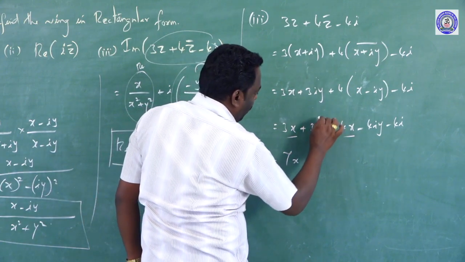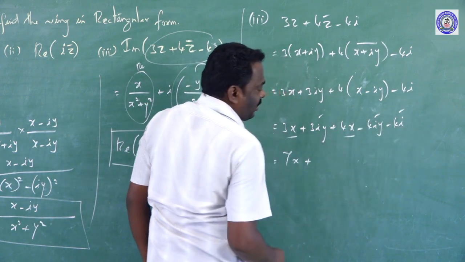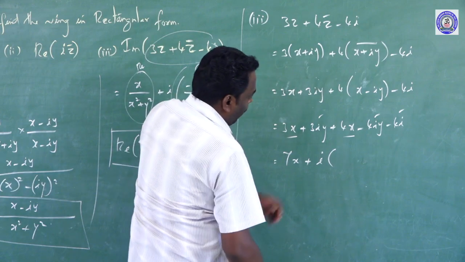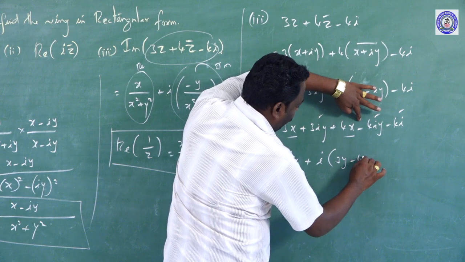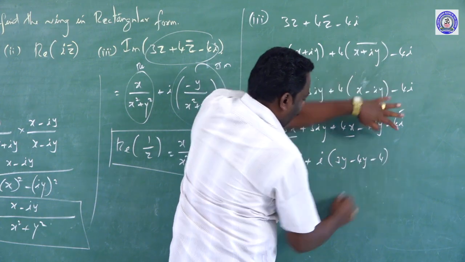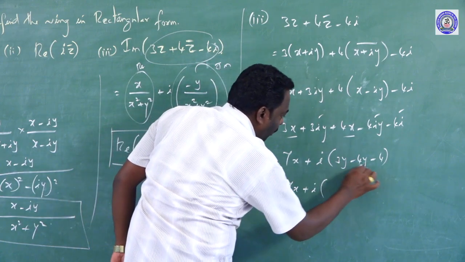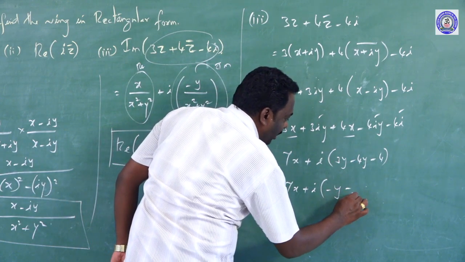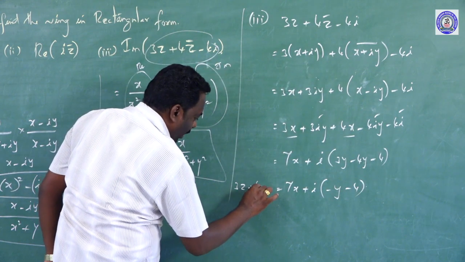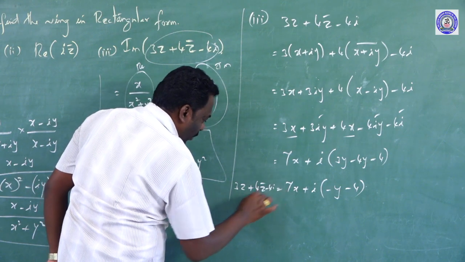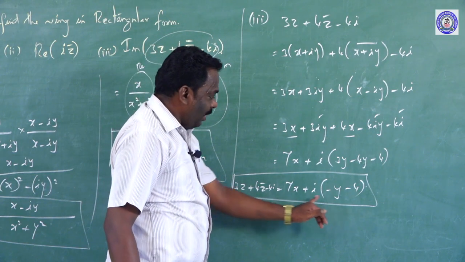Then plus the imaginary terms. All these terms have i as a common factor, so we take i common. The remaining is 3y minus 4y minus 4, and that equals 7x plus i into, simplifying the value, minus y minus 4. So this is the final simplification of 3z plus 4z bar minus 4i in the standard rectangular form, with a real term and an imaginary term.